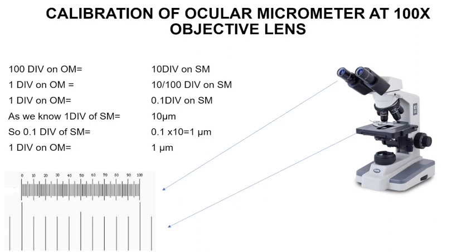And you can find the size of microorganisms. They may be eukaryotic cells, or they may be prokaryotic cells, and even those slides that you make, you make smear for WBCs, and you can also observe them. You can measure their size by calibrating this ocular micrometer at different objective lenses.